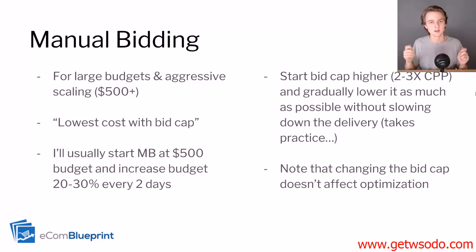And like I said, it's really not that necessary with a $200 daily budget. I would recommend at least having a $500 daily budget to use manual bidding. Now, the last thing is that you need to note that changing the bid cap doesn't affect the optimization. And so that's why you can just play around and keep lowering it. You can change the bid cap all the time. It won't affect the optimization. It'll just affect the bid cap when Facebook is bidding on that audience.